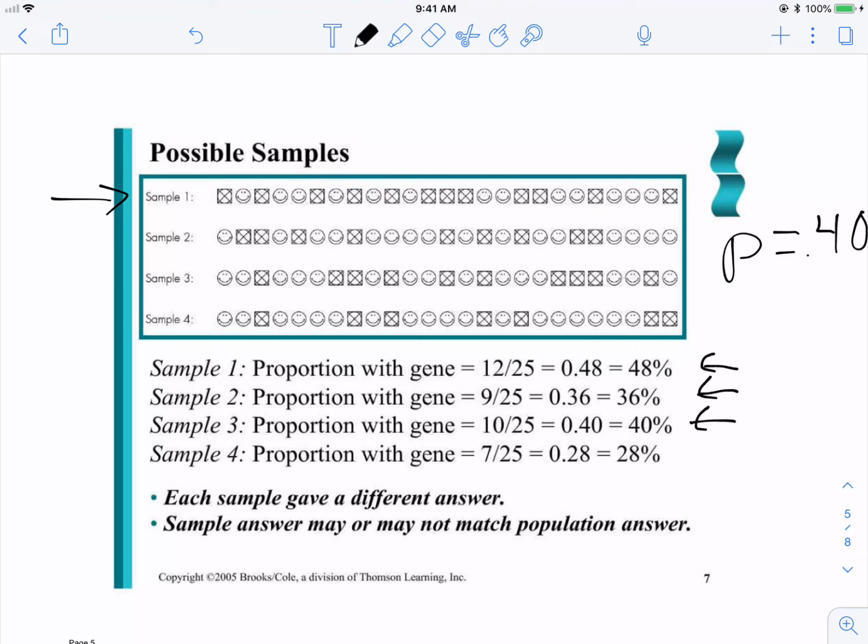And then our fourth sample that we take, only 7 out of 25, so 28% of our fourth sample carries the gene for this disease. Now you can see that each sample gave us a different answer. It may or may not match that population answer exactly, but they're all relatively close to what we would expect in the entire population, which was 40%.